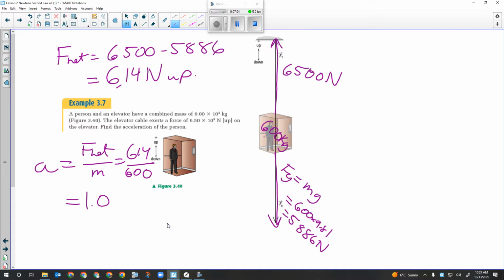Yeah. Okay, so just 1.02, because I have three significant digits, meters per second squared. Up. Okay? Now, if I'm in this elevator right now, how do I feel? And I'm not claustrophobic or anything like that. I mean, do I feel heavier or lighter?